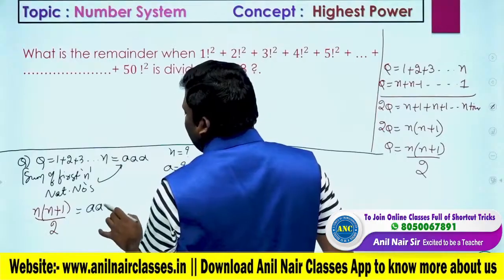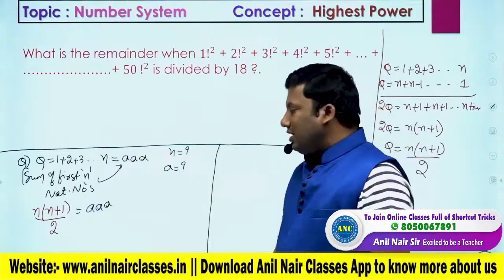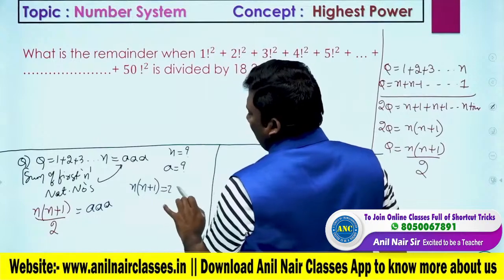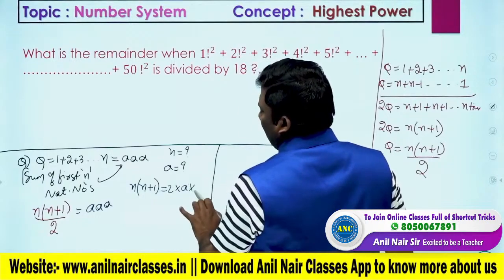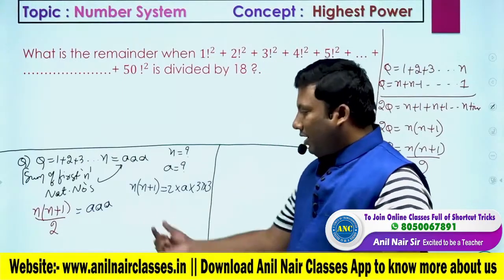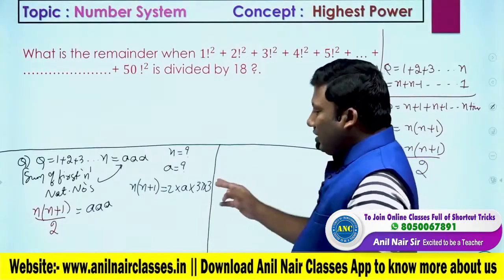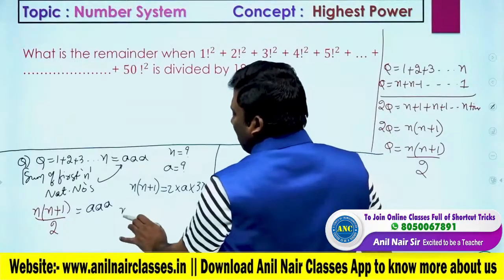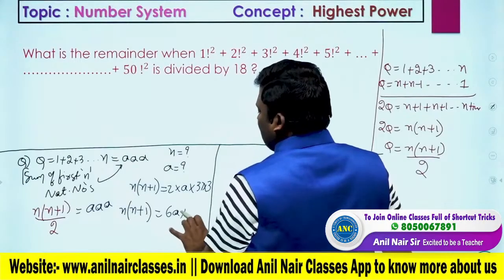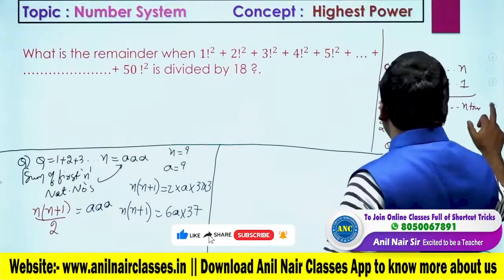It is a 3-digit number where all the digits are equal. n into n plus 1 by 2 is a triple A. Cross multiplication: n into n plus 1 is equivalent to 2 into triple A. Triple A can be written as A into triple 1, and triple 1 is 37 into 3. So n into n plus 1 is 6A into 37.